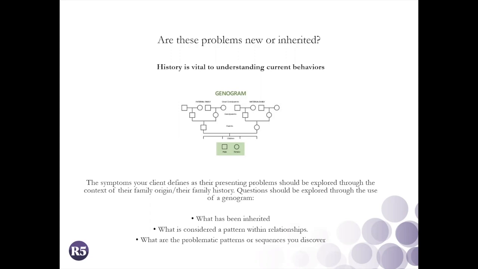Some of the questions when you're looking at creating a genogram is, what has been inherited? It may not have just started with you. Was it an inherited concern or pattern or issue? What is considered a pattern within a relationship, or what are problematic patterns or sequences that you discover?